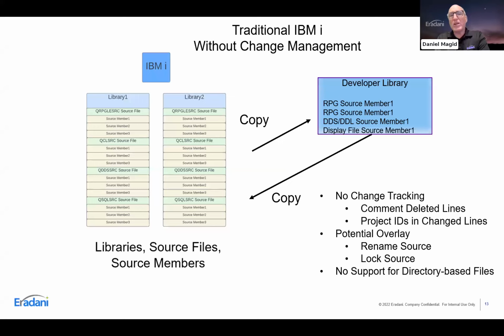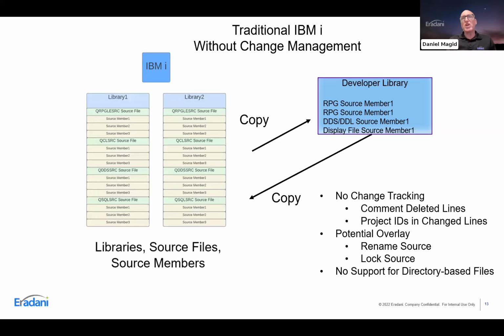So if you look at typically how we do things on the IBM i, let's say you're not using a change management system. You have your production libraries that have your production source code in them, and you copy something out from the production environment into your developer library. You make some changes, and then you send it back up. Either you copy it back up to the production library, or you copy it to a test library and do a create there. So you're copying source code around.